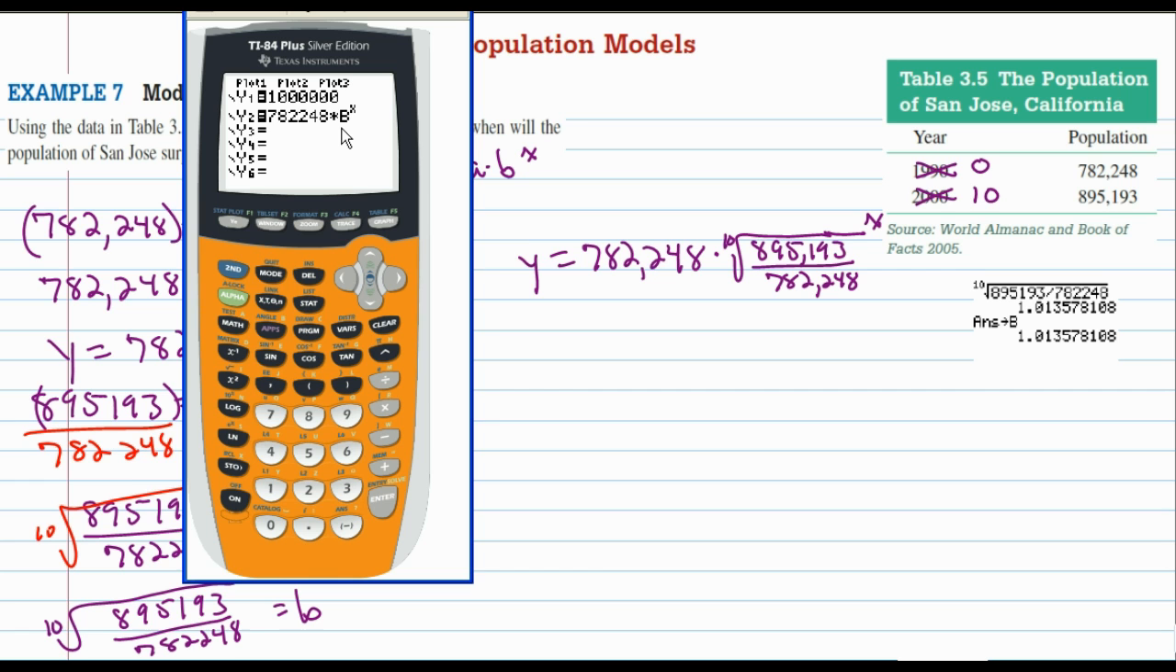Now I got to set my window. I'm thinking that for my y values, they have to go up past 1 million because y1 is at 1 million. So I'm going to try 1.5 million. My x values, let's see.